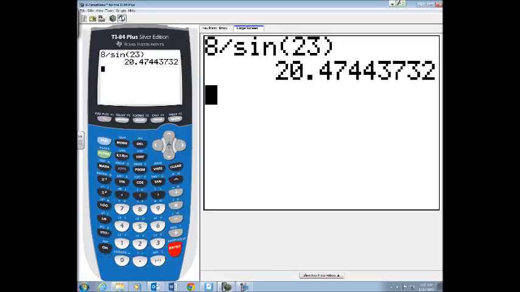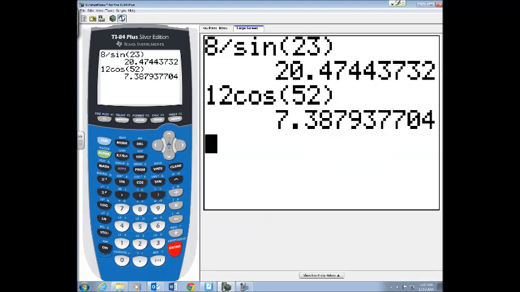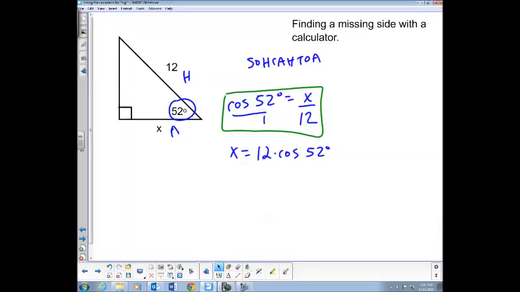Back to our calculator. 12 cosine 52 degrees. Enter. So here's our answer, 7.3879. All right, and so there's our answer for our value there. These won't be too tough as long as you make sure you pay attention to whether you're multiplying or dividing when you get your answer. Of course, that is all due to the proportion when you're solving it.